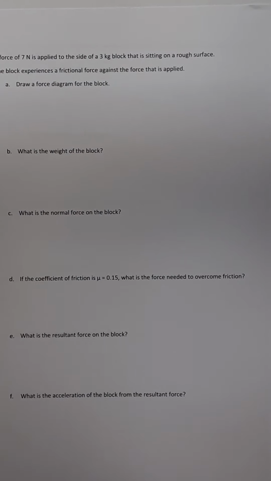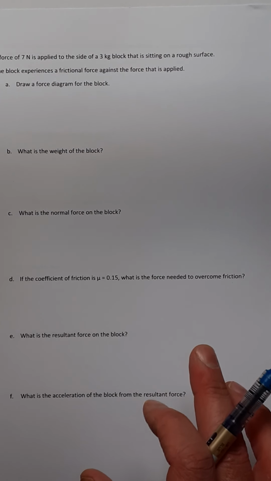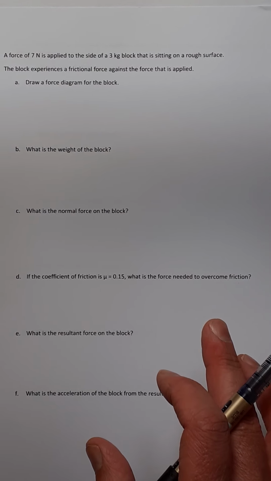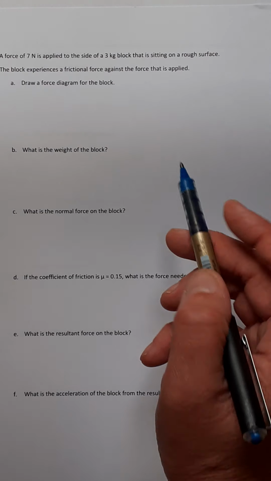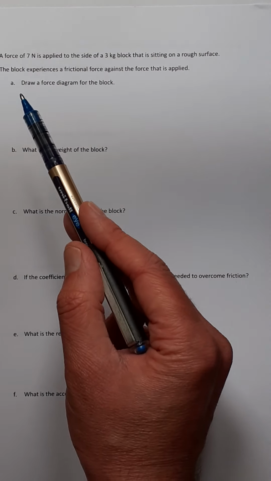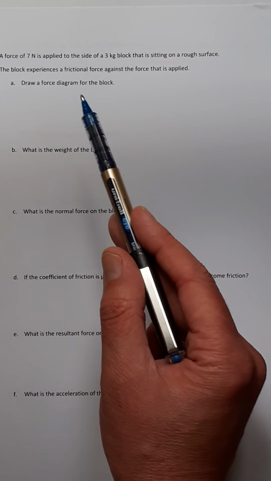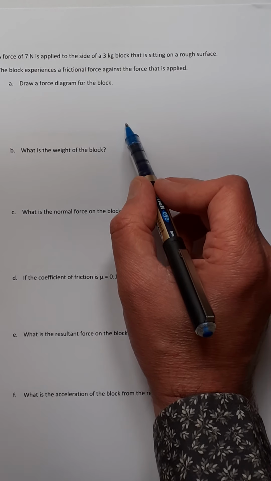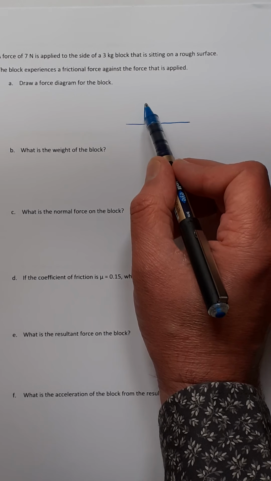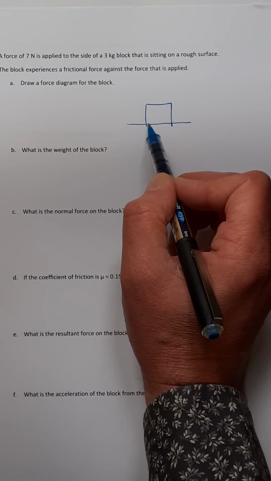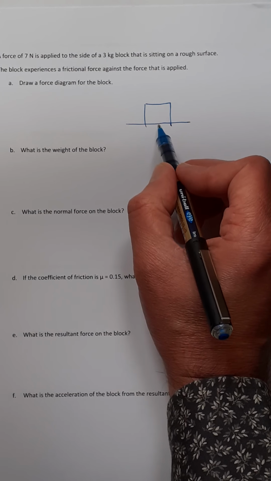Okay, so let's have a look at one of the questions. I've got two worked examples for you today. It says a force of 7 newtons is applied to the side of a 3 kilogram block that's sitting on a rough surface. The block experiences a frictional force against the force that's applied. We're going to start off by drawing a force diagram for the block. I'm going to model the block just as a square or a rectangle. Doesn't really matter what shape it is.